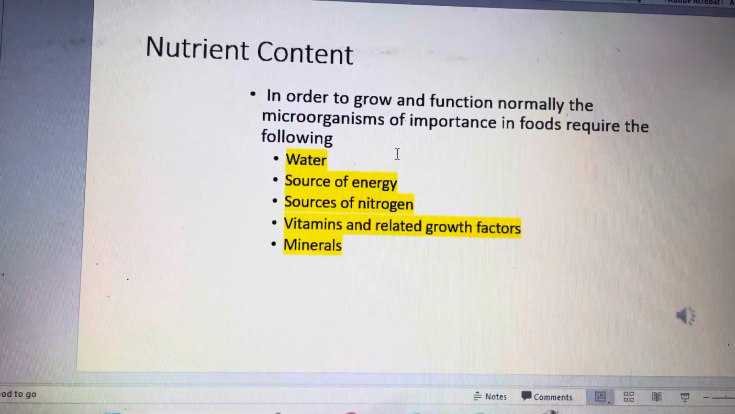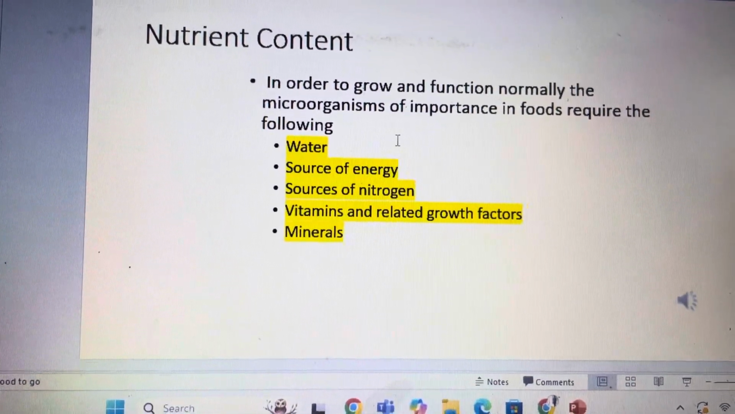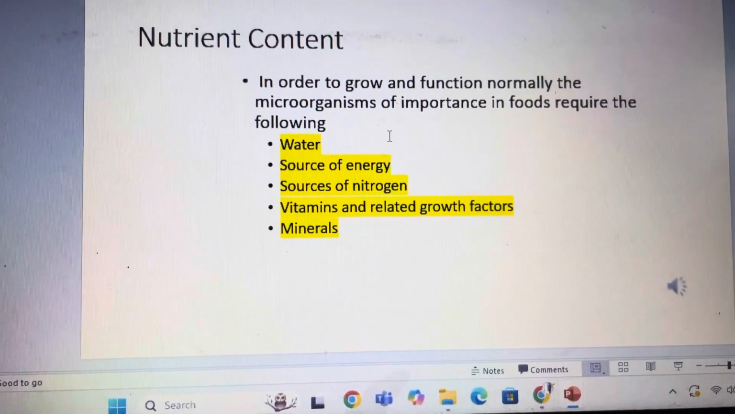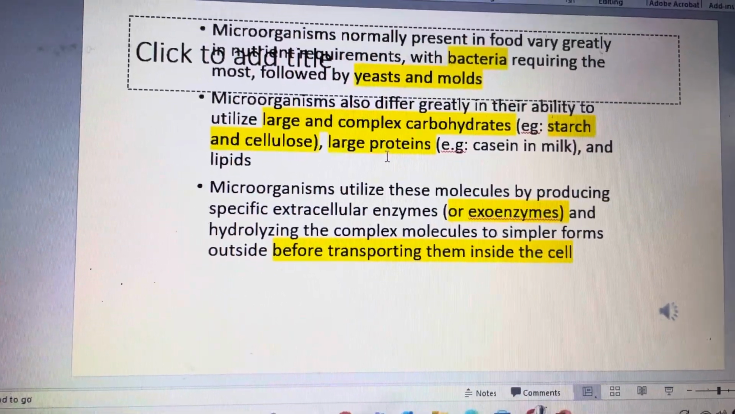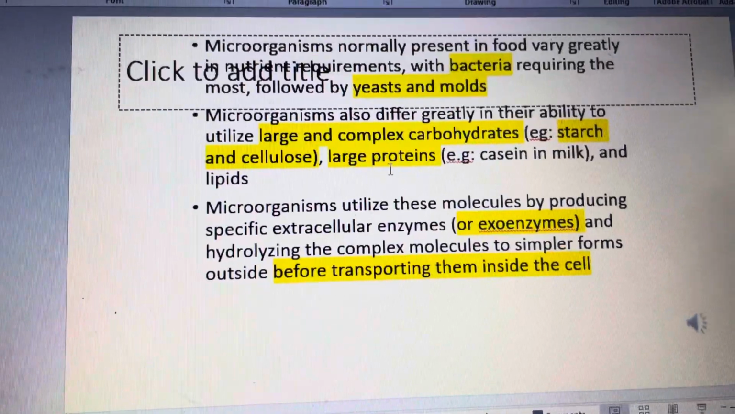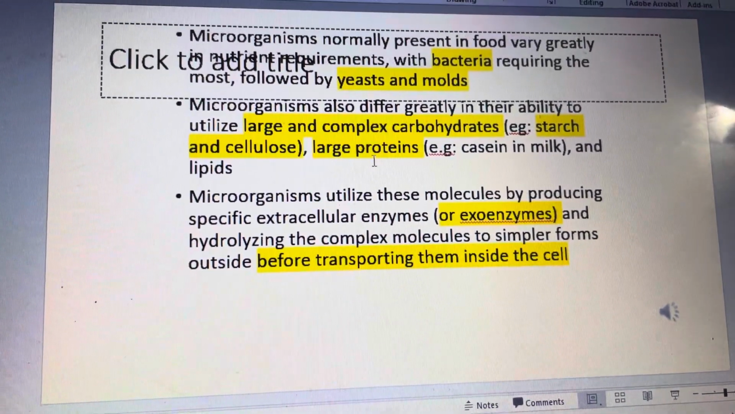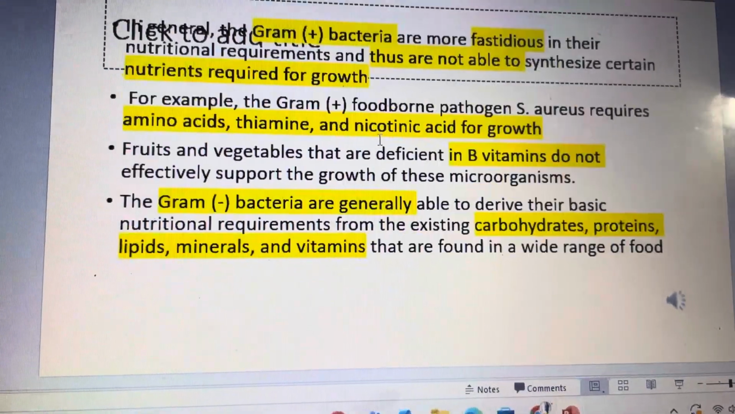Regarding nutrient content, microbes need water, a source of energy, a source of nitrogen, vitamins and minerals for their growth. When the food has these nutrients available, it will be spoiled by microorganisms.